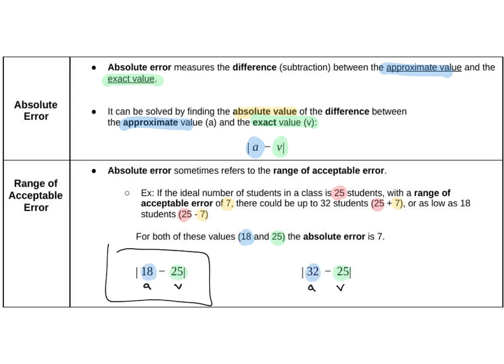Here are some examples below. In this first example, we have the absolute value of 18 minus 25, which again is our approximate minus our exact value. That is going to equal the absolute value of negative 7, which just equals 7. And then 32 minus 25, which again is that approximate value minus our exact value, is going to be the absolute value of 7, which again is just 7.